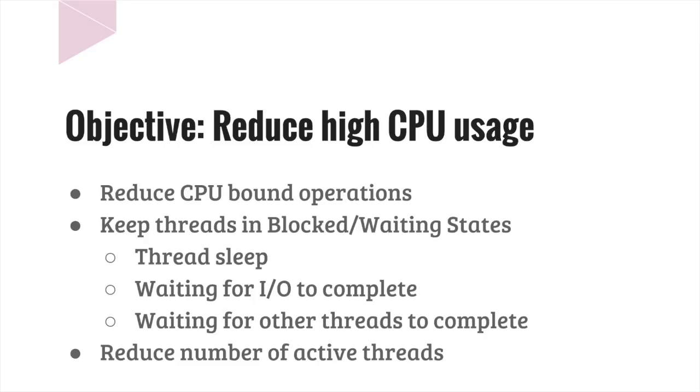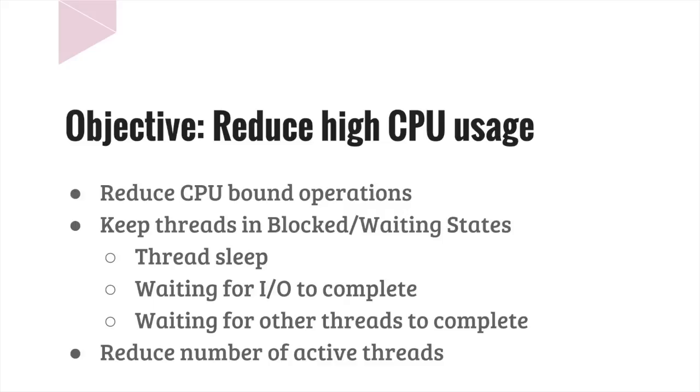So how do you reduce high CPU usage? First, you can reduce the CPU-bound operations. Second, you can keep the threads in a blocked or waiting state. This means you can artificially put more sleep commands into the thread, so the thread will have more time to be idle. You can also perform more I/O, which will be I/O bound and not CPU bound. You can wait for other threads to complete, which basically makes the thread blocked, and therefore it will not use any CPU.